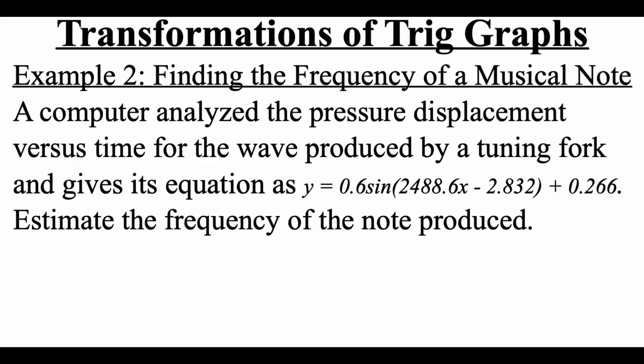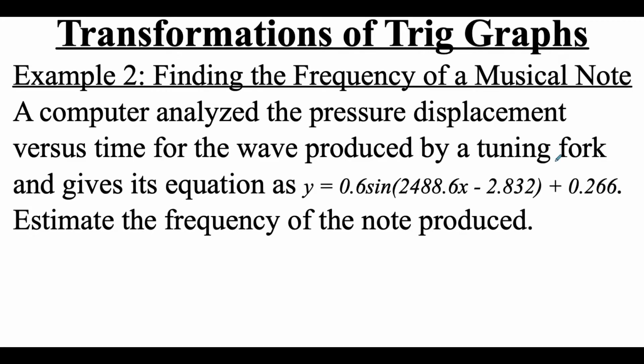In this example, we're going to be finding the frequency of a musical note. We've got a computer that analyzed the pressure, displacement versus time for the wave produced by a tuning fork, and it gave the equation as y equals 0.6 sine of 2488.6x minus 2.832 plus 0.266. We want to use this to estimate the frequency of the note that was produced by the tuning fork.